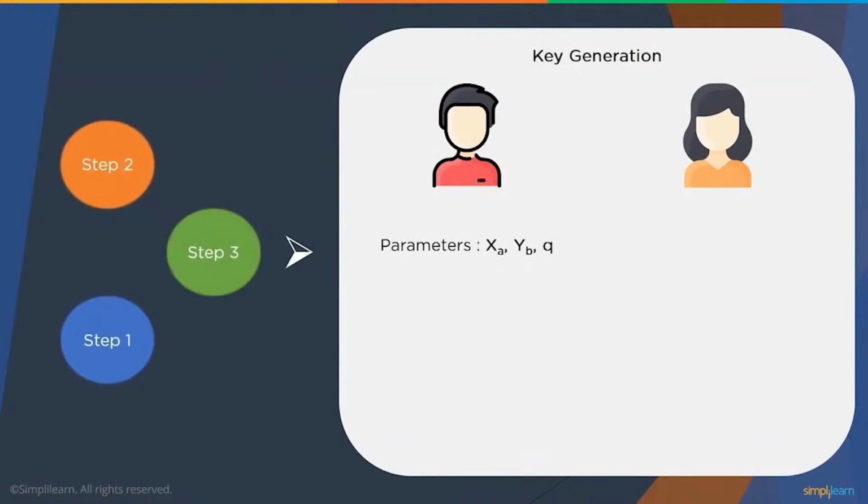Finally, in step 3, we have the key generation steps. We already have the parameters for the first user, which will be his private key, the receiver's public key, and the value of q, which will stay constant. To calculate the secret key or the secret color as denoted by brown in the color theory, the formula we're going to use is yb to the power xa mod q.